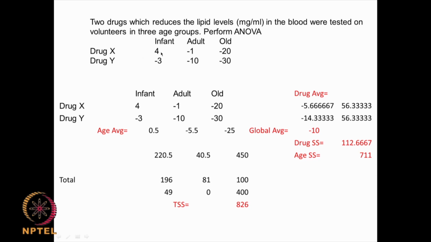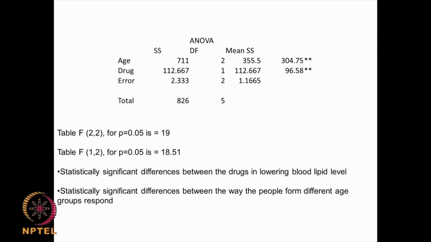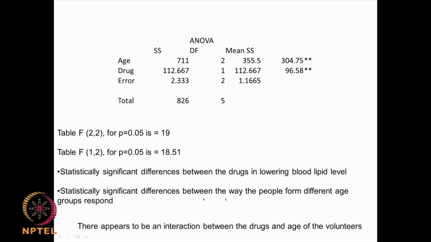So, obviously, it is not only the drug that has an effect. There is a variation in the age group, there is a variation in the performance of the drug, but there seems to be some sort of an interaction in the way drug X acts on different groups and the way drug Y acts on different groups. Let us look at the drug X average, it is minus 5.66, drug Y average minus 14.3, you see. So, it seems to be acting very differently on different populations. That is called interaction.